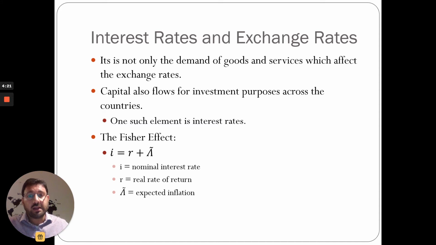So the nominal Fisher effect says that the nominal interest rate I should be equal to the expected inflation, plus the real rate of return. So we can see that there is a relationship between the inflation and the interest rate. Now, if in this Fisher effect we bring in the concept of exchange rate, we'll come to the topic of international Fisher effect, or we call it also the Fisher Open.